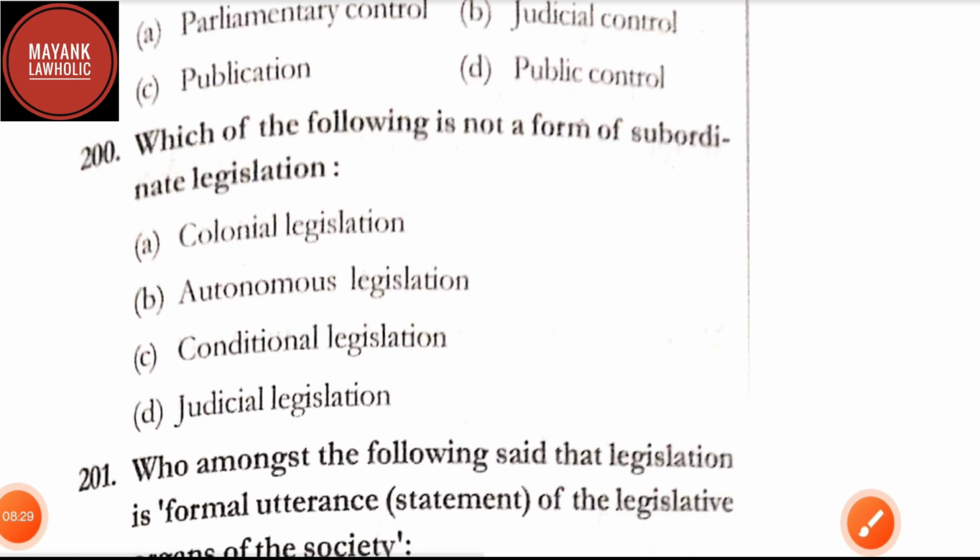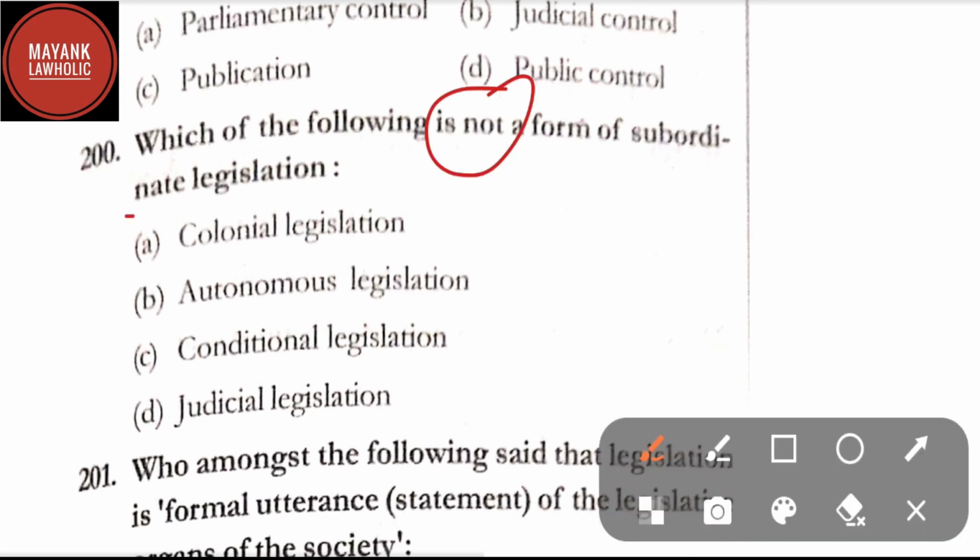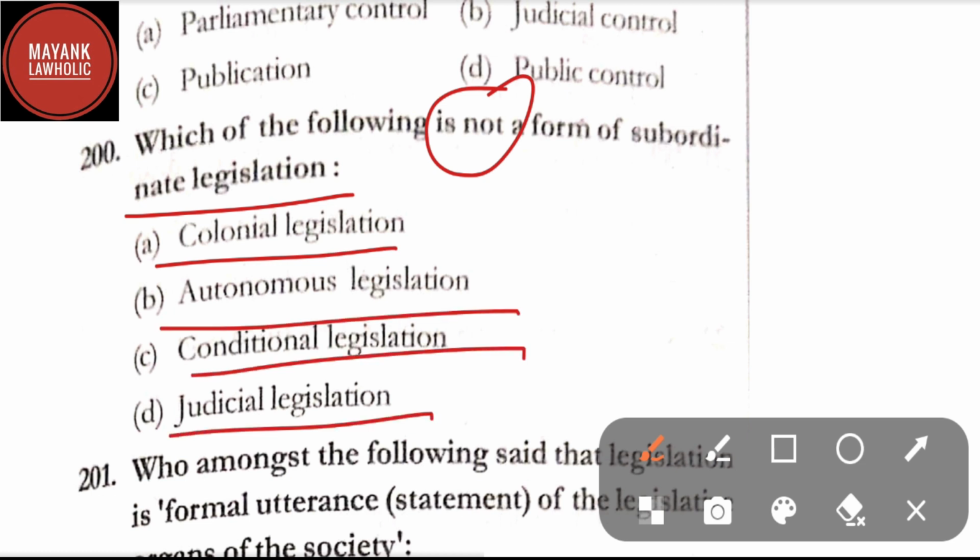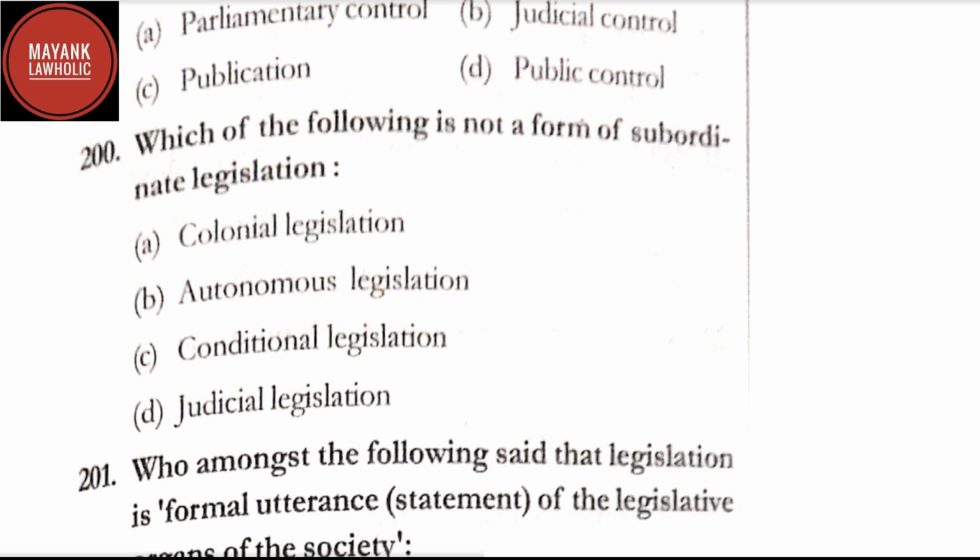Question number 200. Which of the following is not a form of subordinate legislation? Option A, colonial legislation, option B, autonomous legislation, option C, conditional legislation, and option D, judicial legislation. Here the correct answer is option C, that is conditional legislation is not a form of subordinate legislation.